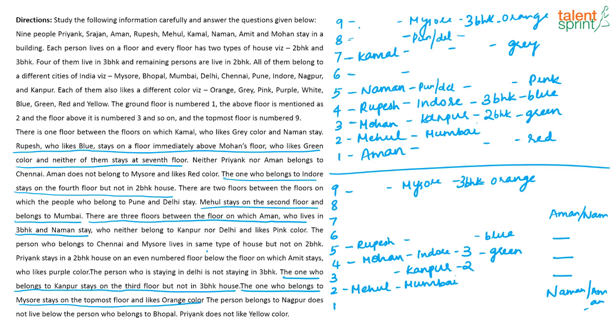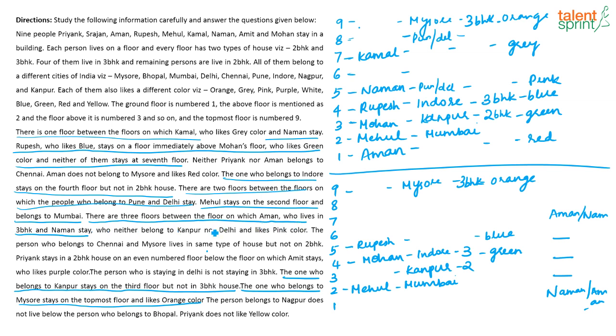Then what else is there? There is 1 floor between the person who likes grey and Naman stay. Rupesh likes blue. Neither Priyank nor Aman belong to Chennai. So Aman doesn't belong to Chennai. We don't know which is Priyank to say he doesn't belong to Chennai. Let's wait. Aman does not belong to Mysore. Okay, that we know already, and likes red color. There are 2 floors between the people who stay in Pune and Delhi. So we have finalized that.